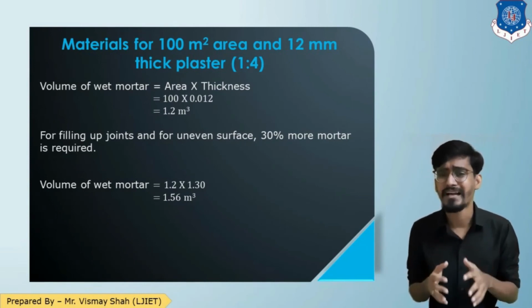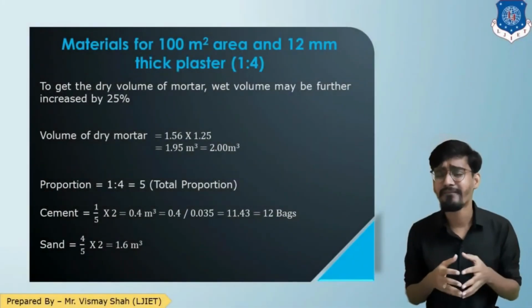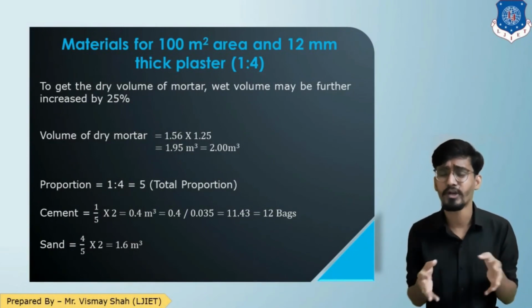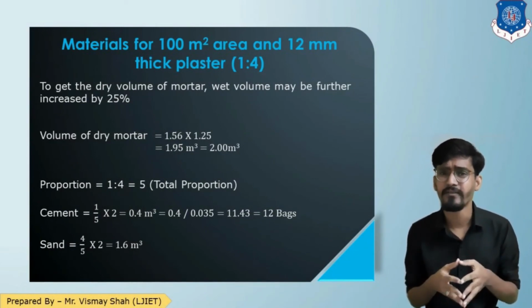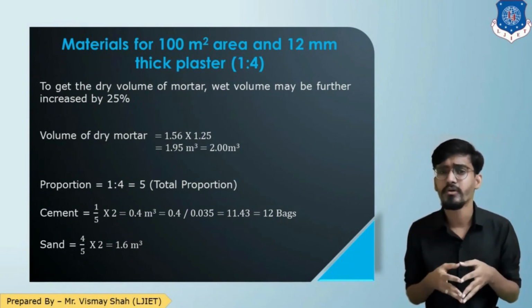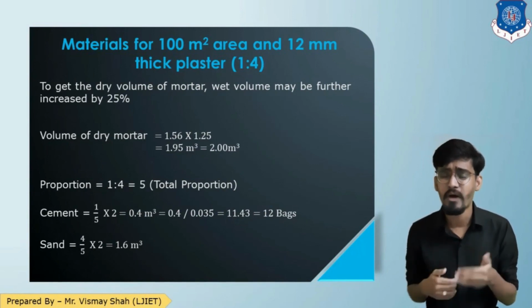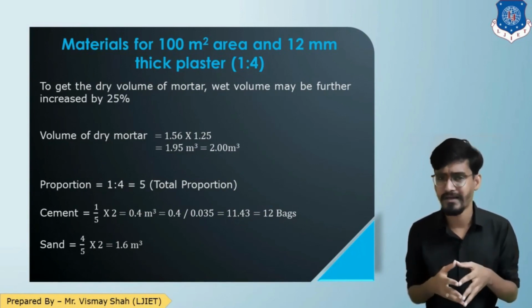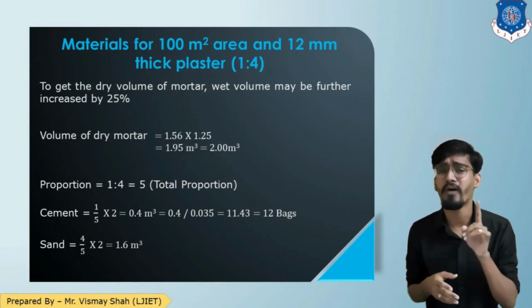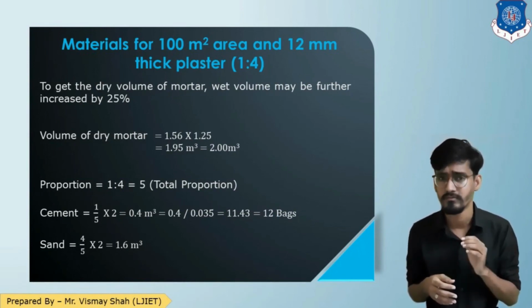I hope we are clear up to this point. Moving forward, to get the dry volume of the mortar, the wet volume is further increased by 25%. So the last quantity was 1.56 into additional 25% more. That will give us 1.95 cubic meter, round it off to 2 cubic meter. That is the quantity of mortar required for the plaster work in cement mortar ratio 1:4.